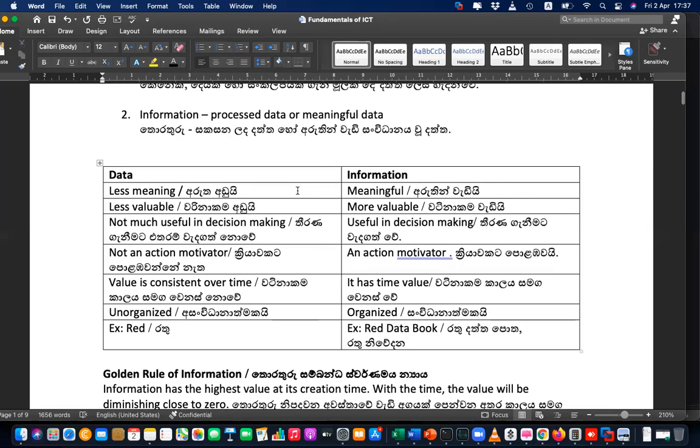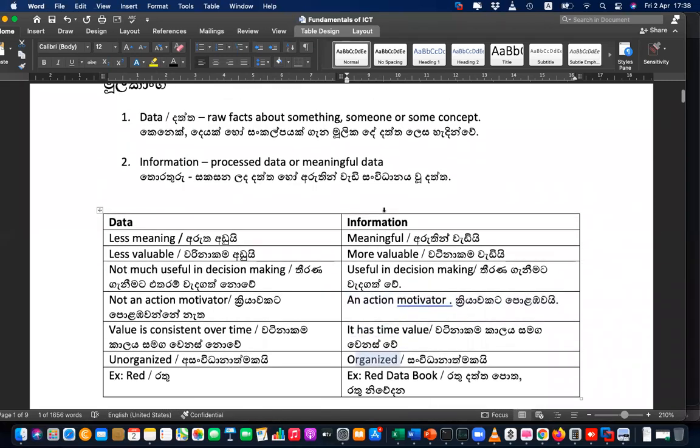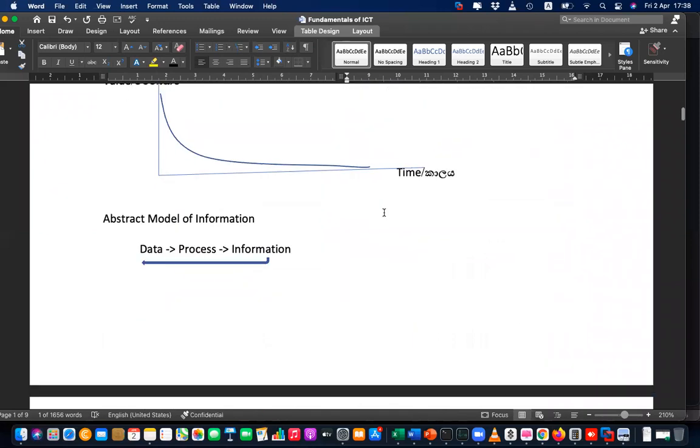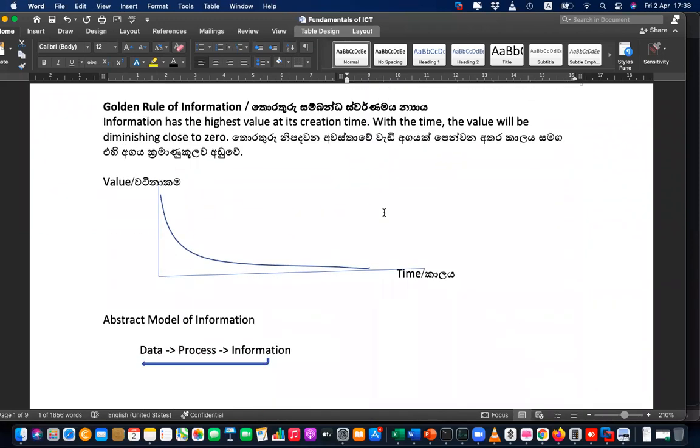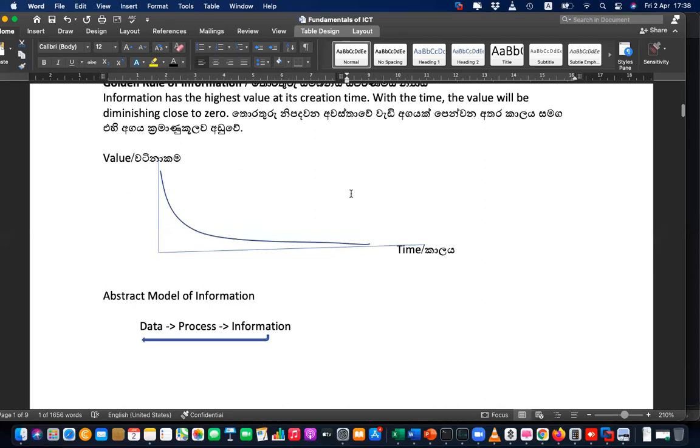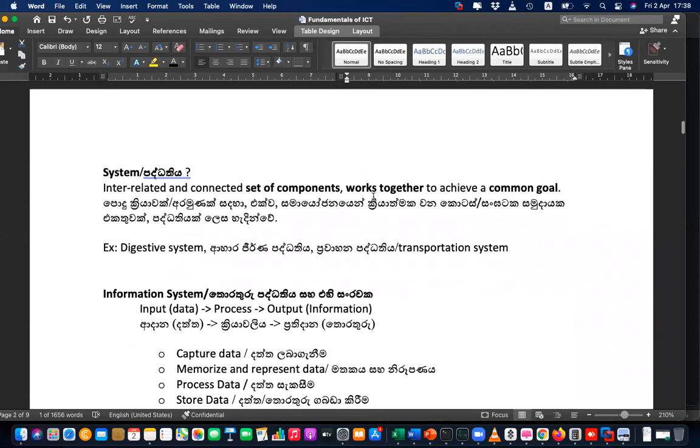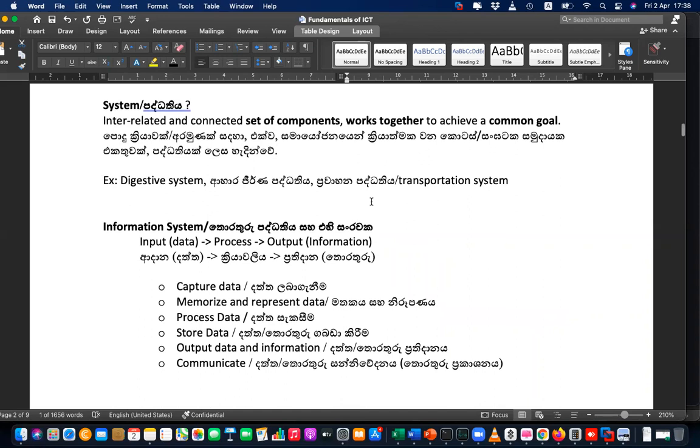And then we discussed the difference between data and information. Data is less meaningful, but information is always meaningful. Data is less valuable, information is more valuable, and information is used in decision making. It is an action motivator, it has a time value, and it is organized. Likewise, we discussed the value of information, and we learned that information value changes over time. And then we came to the system.